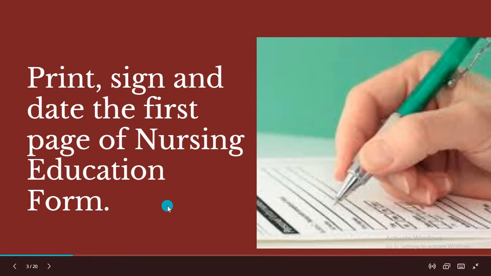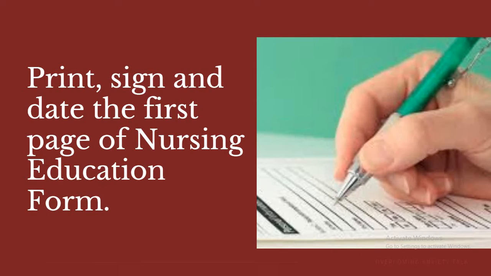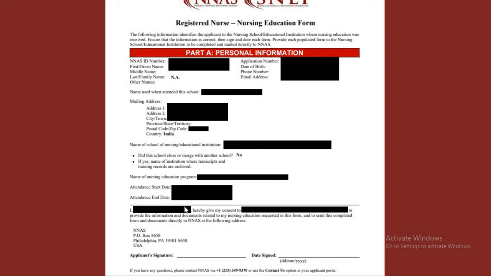Now first of all, after downloading your forms, you have to print the forms, fill your name in part A of the application, put your signatures and date on the first page of the nursing education forms, right? This is a sample nursing education form, and as you can see in part A, it shows the personal information, all the information that you have filled during your online application. You have to check this information before filling and submitting these forms to your institute, so that if there is any correction, you can make the correction on your online application and print these forms again, right?